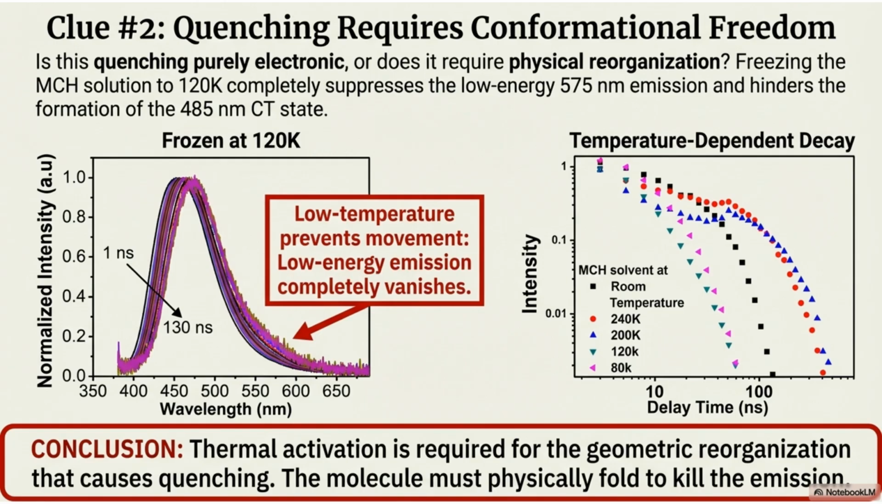Quenching requires physical reorganization. Freezing the MCH solution to 120 Kelvin suppresses the low-energy emission and hinders the formation of the 485 nanometer CT state. This confirms that thermal activation and geometric reorganization are needed for the molecule to fold and quench the emission.